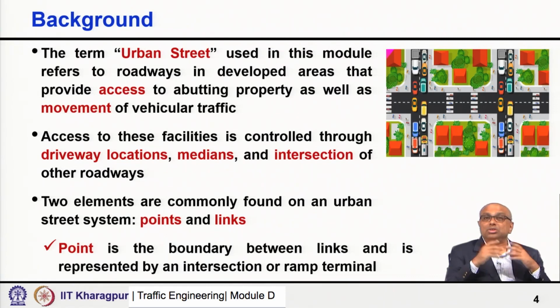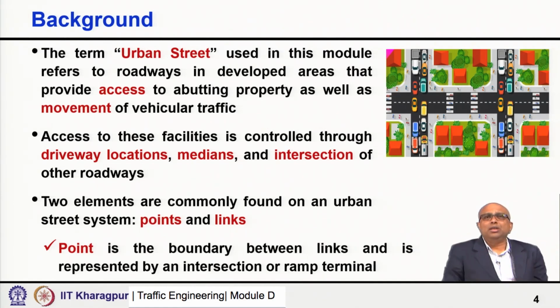Normally, access to these facilities is controlled through driveway locations, medians and intersections of other roadways, and in fully developed urban areas, we normally expect a large number of signalized intersections. Although there are other types of intersection, stop controlled, yield controlled, those will be there, but a large number of intersections are actually signalized intersections.